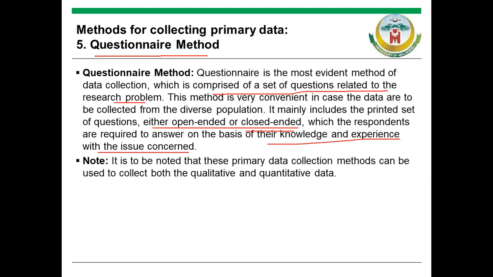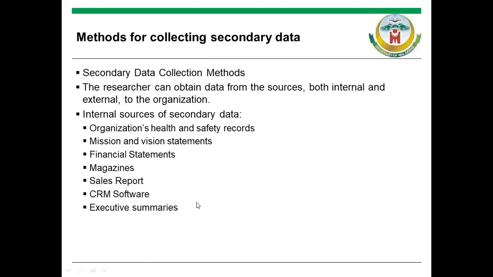Okay, now it is to be noted that these primary data collection methods can be used to collect both qualitative and quantitative data. We will discuss what qualitative and quantitative data are in detail in our coming lectures. Okay, now methods for collecting secondary data. The researcher can obtain data from sources both internal and external to the organization. Secondary data, we already discussed, is data collected by someone else for some other purpose, but a given researcher uses it for a different purpose.